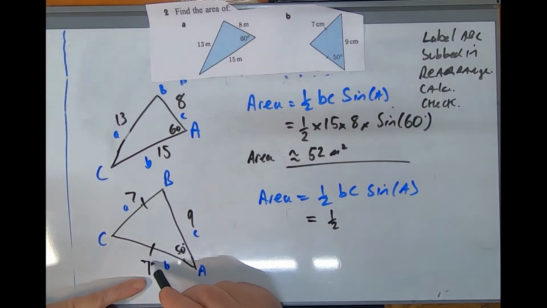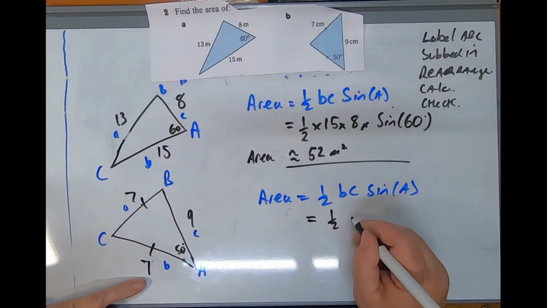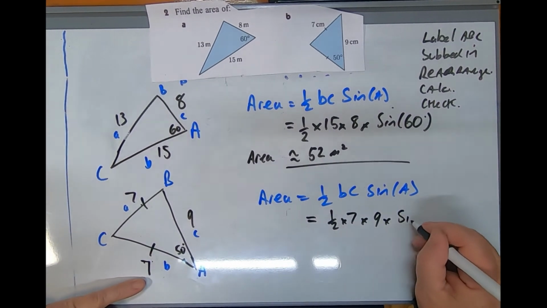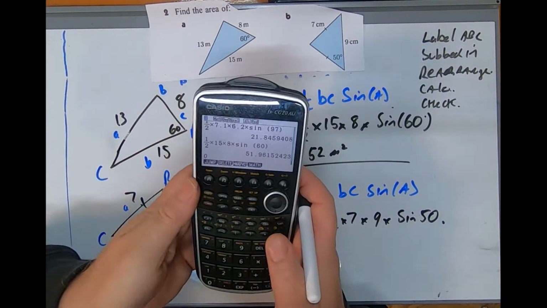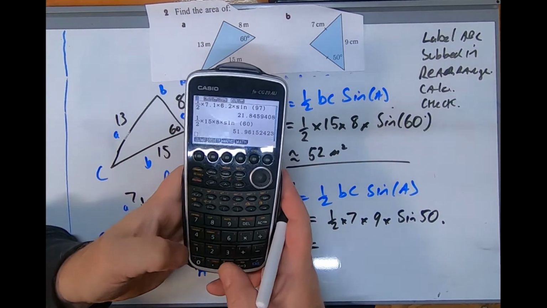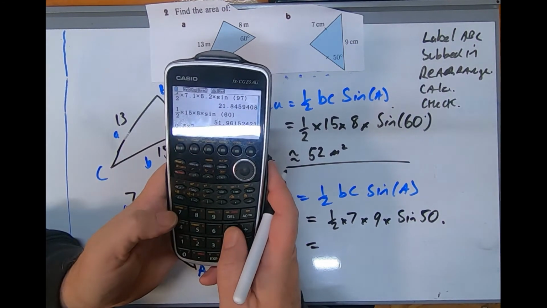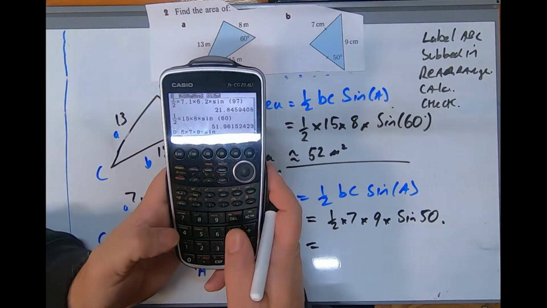1/2. Now, this is a 7, so it's not 9 over here. So this is the 2 sides, the included sides, and the sin 50. Okay, I will do it. The other way we can do this is we're going to go 0.5, because that's a half, times by 7, times by 9, times by sin 50.